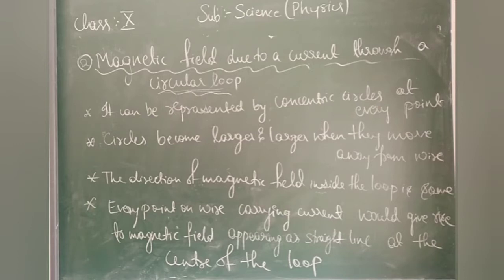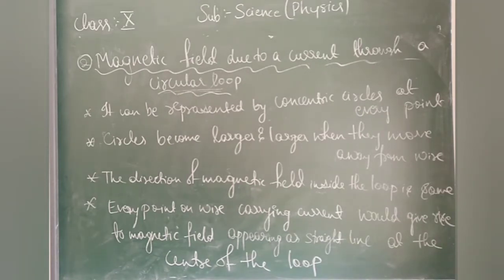it can be represented by concentric circles at every point where the magnetic field is produced, and the circles become larger and larger when they move away from the wire. And the direction of magnetic field inside the loop is the same in all the directions. So inside the loop we will get the same direction of magnetic field, and every point on a wire carrying current would give rise to a magnetic field appearing as a straight line at the center of the loop.